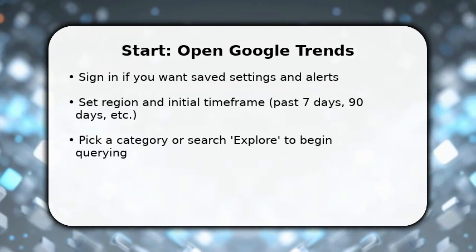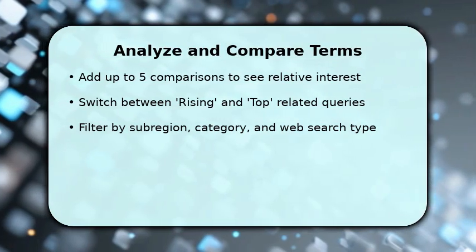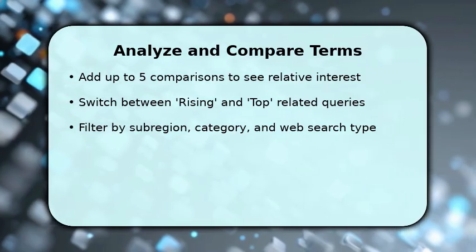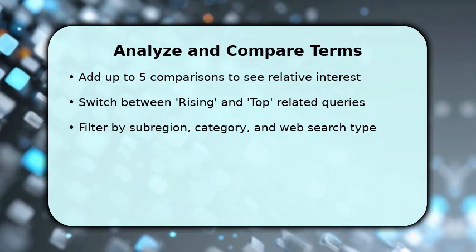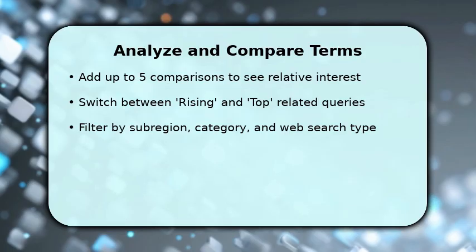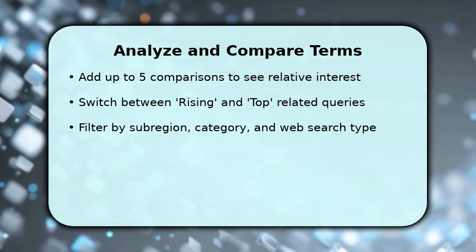Now dig into the middle work. Add comparisons to measure relative search interest across terms. Once added, examine the chart trends and use the map to spot geographic spikes. This shows where demand concentrates. Make sure to toggle search type, web, image, news, shopping to match intent.